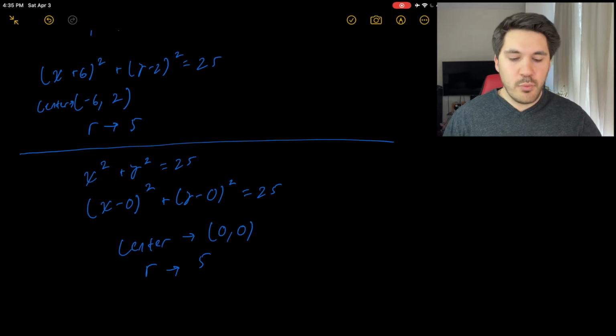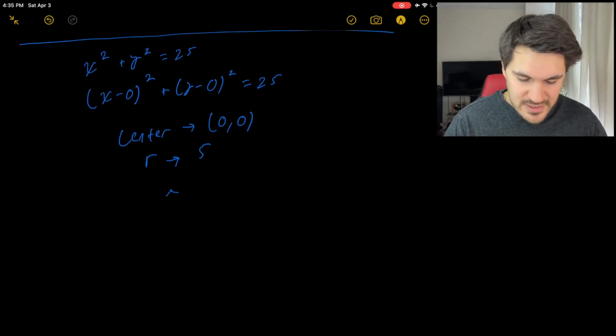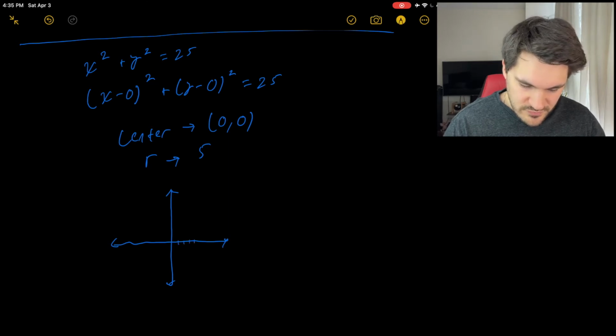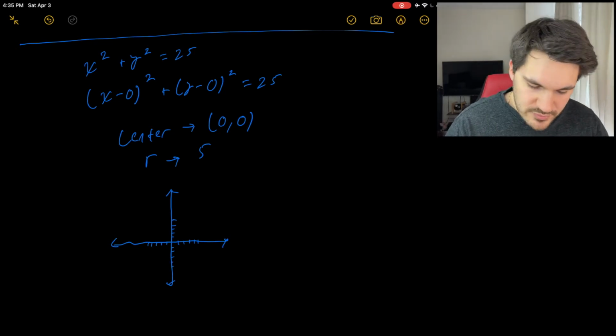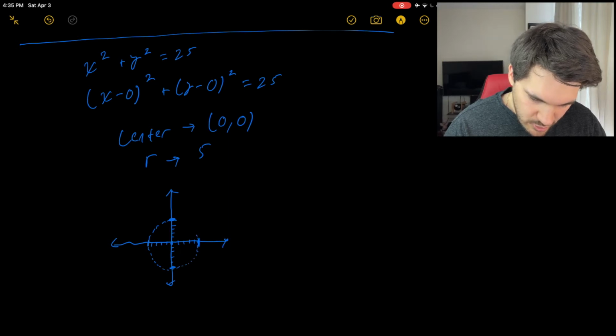Now, if we were to graph one of these, so let's say we graph the x squared plus y squared equals 25 equation, the graph would look something like this. We would have just a regular graph, and let's draw some points: 1, 2, 3, 4, 5 in each direction. In this scenario, the center is at (0, 0) and the radius is 5. So what I would do is make little tick marks at 5 in each direction. And then, roughly speaking, this would be our circle.